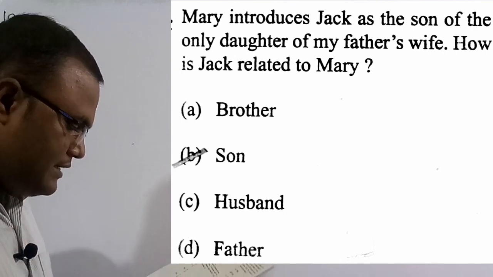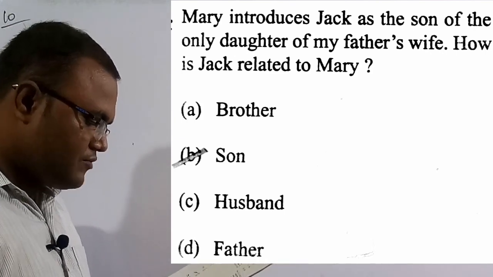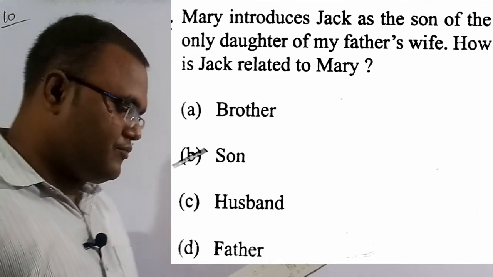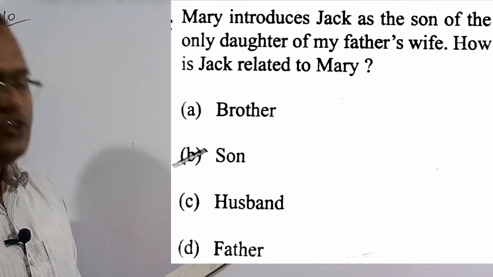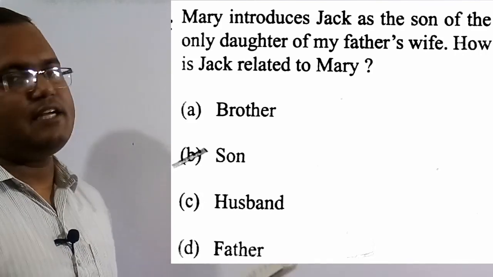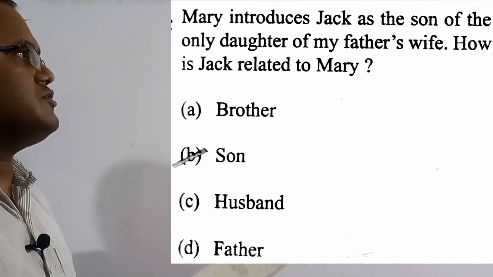So this is the last question of this lecture. See the question here. Mary introduces Jack as the son of the only daughter of my father's wife. So how is Jack related to Mary? So what are the 4 options? Option B, son is the correct solution of this question. So let's solve this question.